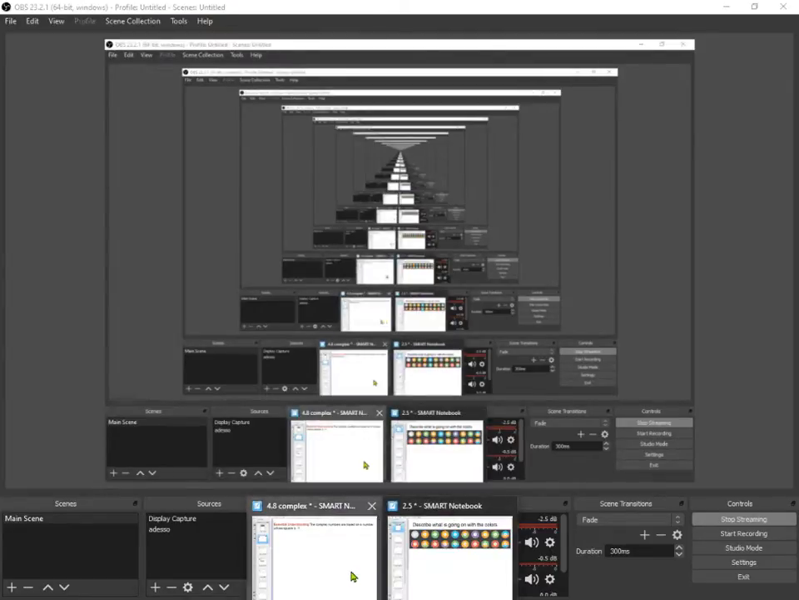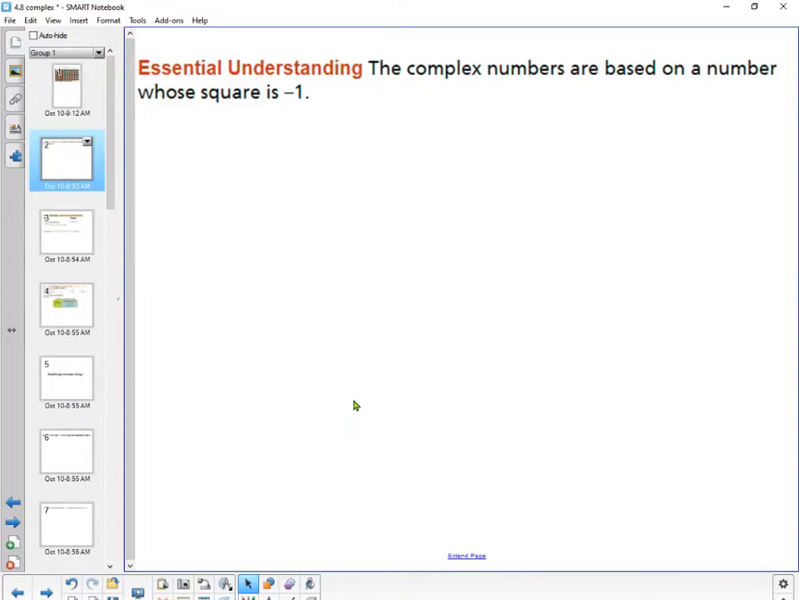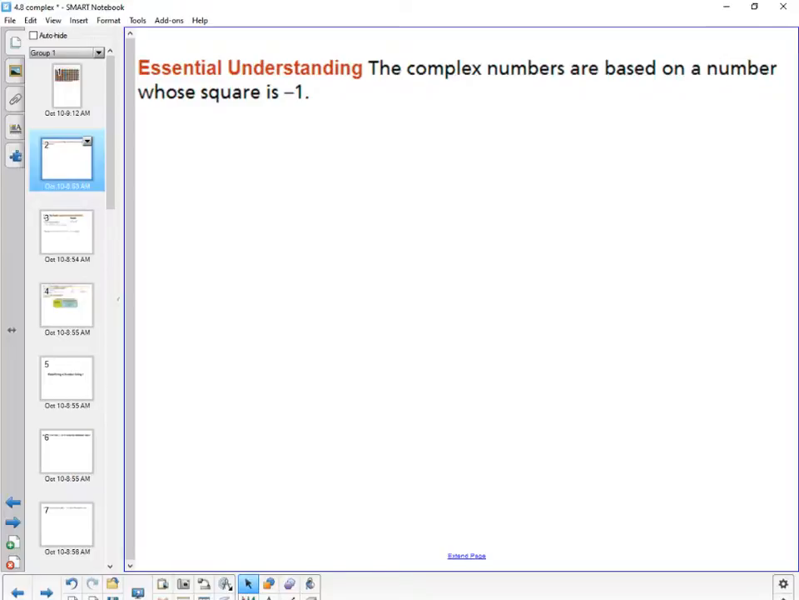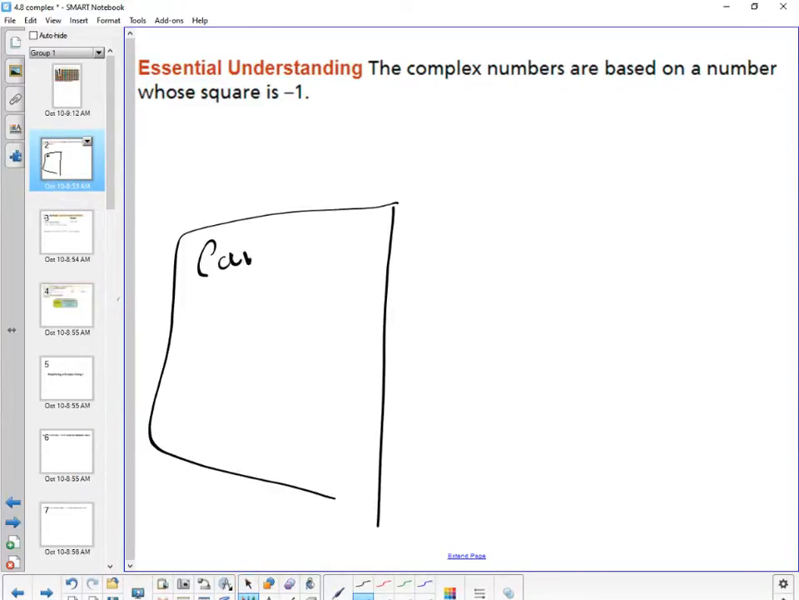So let's talk about complex numbers. I think everybody's already heard about the imaginaries, right? No? Haven't heard about imaginary? So we have this number system where we have real numbers, and then we have imaginary numbers, right? Our real numbers are like our counting numbers, our rational numbers, our irrational numbers.